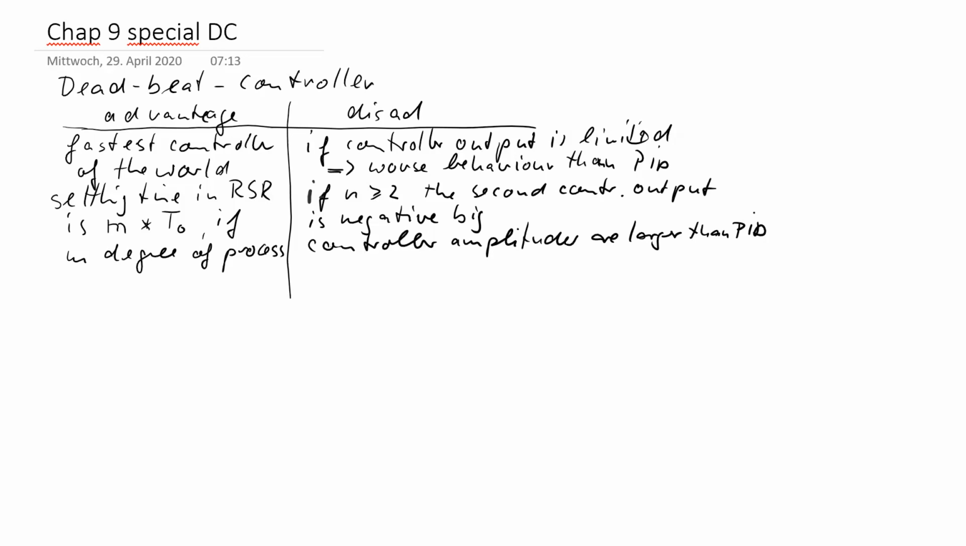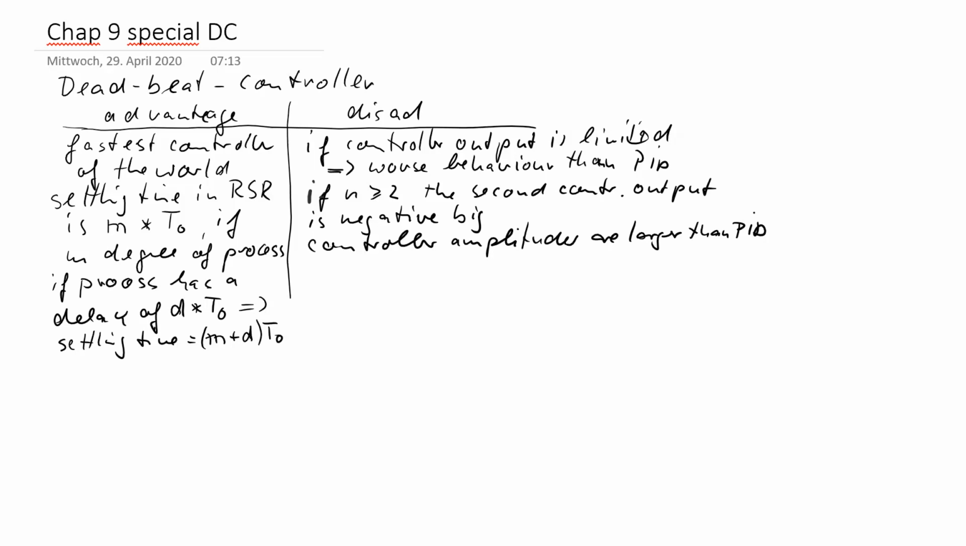One step advantage: if the process has a delay of d times the sampling time, if d is an integer number, then the settling time is m plus d times the sampling time. So if there is a delay of one step, then you need one step more. But in other words, a delay doesn't matter. The controller can work with this delay without any problem. So the design of a deadbeat controller includes process behaviors with a delay, but of course a delay must fit an integer multiple of the sampling time.